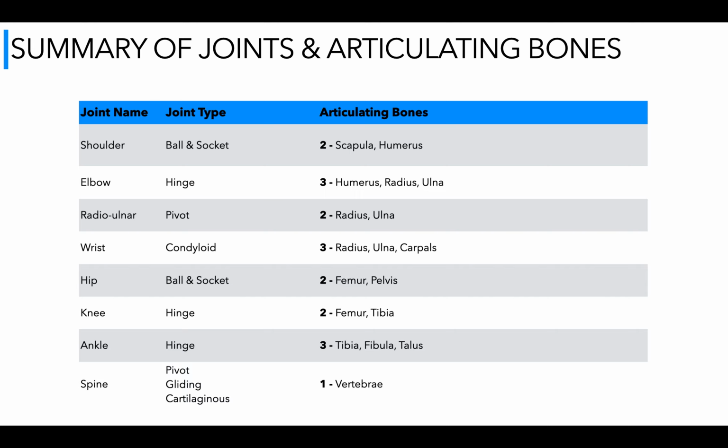And just to finish then, we'll do another summary slide of joints and articulating bones. So there's the name, there's the type, and then a quick reference of articulating bones. So that's joint type, and along with the joint classification video, that finishes this little subsection.